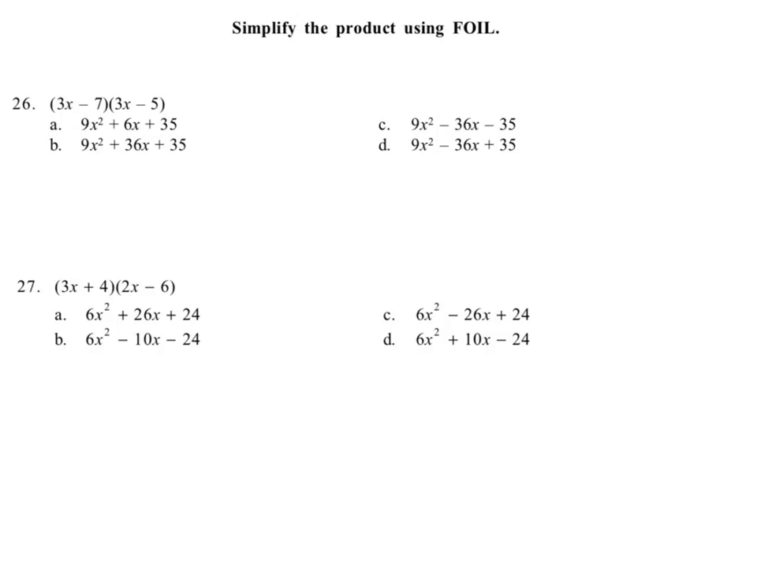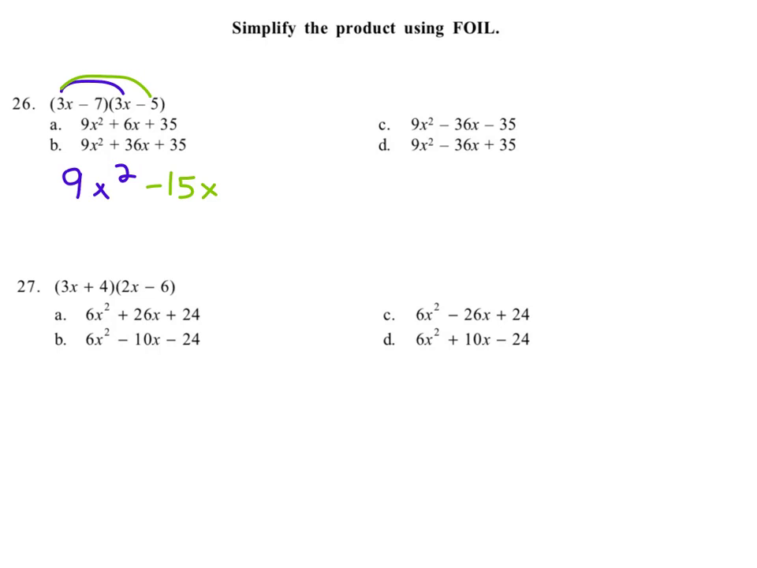Okay, FOIL method, our classic method. First, remember FOIL is first, outer, inner, last. So first, that term times that term, 9x squared. Outer, this term times this term, minus 15x.